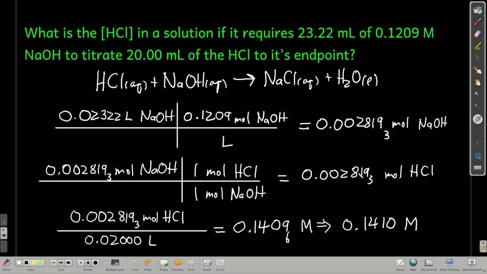So all we need to do to get the concentration of hydrochloric acid is take the moles and divide by the liters. So this many moles divided by, remember, we had 10 mils, so 0.01000 liters, and that gives us our molarity, 0.2808 molar.